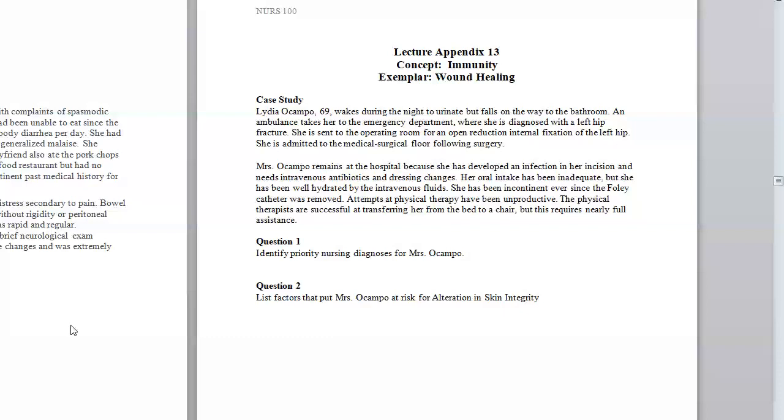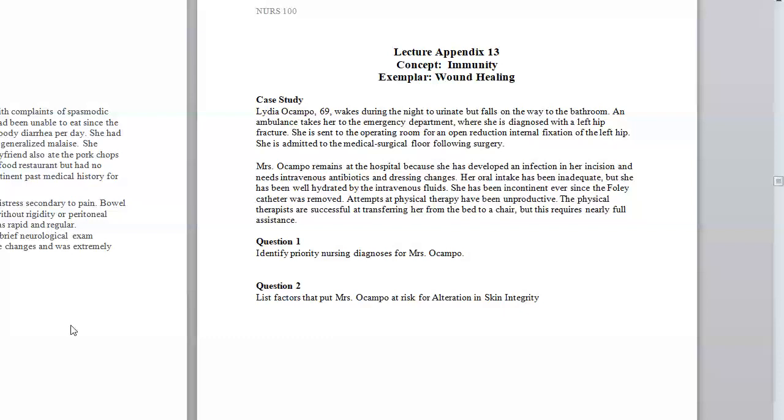All right, so let's look at question 1. Identify priority nursing diagnoses for Mrs. Ocampo. So think about what her problems are. She has impaired skin integrity as evidenced by infected surgical incision, of course. And we don't know a lot of the details about that. We don't know what kind of drainage is coming from that, or if the patient is experiencing a lot of pain. But we do know that it has evidence of infection.